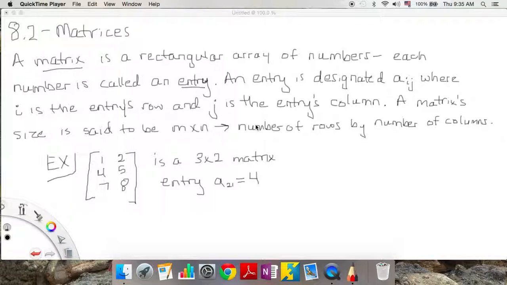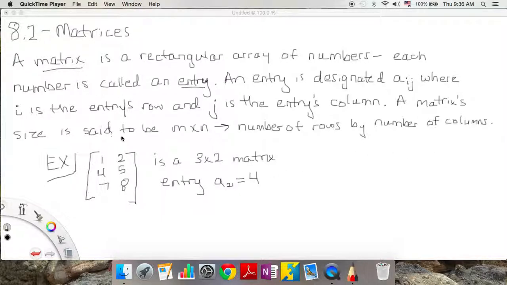A matrix is a rectangular array of numbers. You can see an example of one here. They're put in these little brackets, and we just list our numbers. Each number is called an entry. An entry is designated with this notation here, A with two subscripts, where i is the entry's row and j is the entry's column. So for example, in this matrix, our entry A21 means row 2, column 1, which is 4.